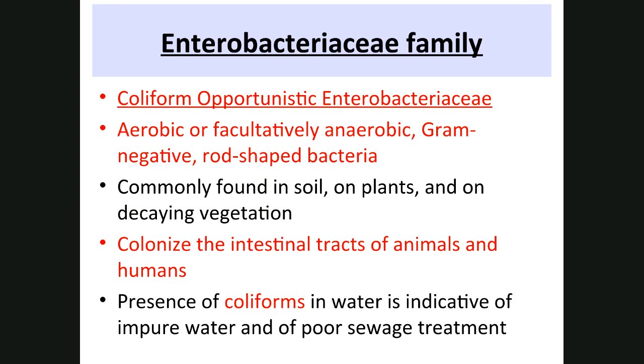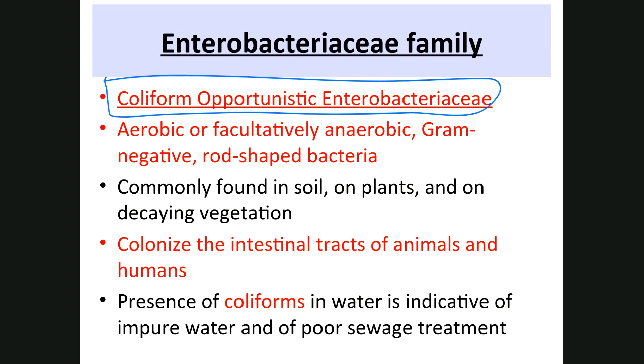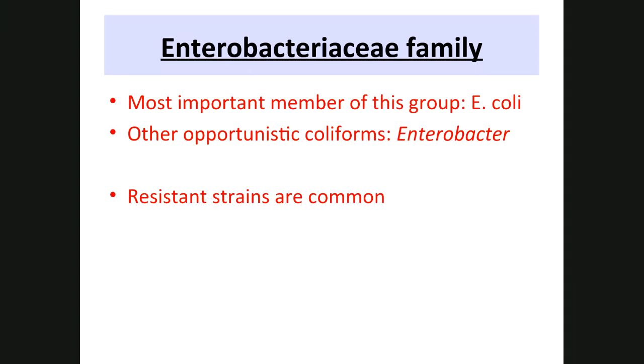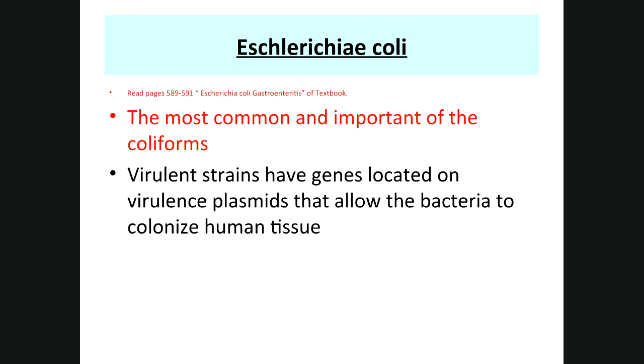Now, if we look at the coliforms, they are opportunistic pathogens, members of the Enterobacteriaceae family. We know from lab that these organisms are facultative anaerobes, gram-negative rods. We know that they ferment lactose and produce gas and acids. They are normal flora in the intestines of humans. The most important member of the coliform group is E. coli. Another important one is Enterobacter. And nowadays, we do have resistant strains of both E. coli and Enterobacter.